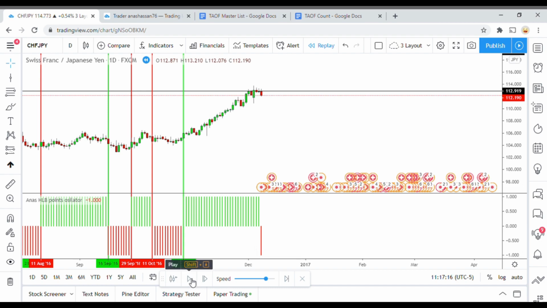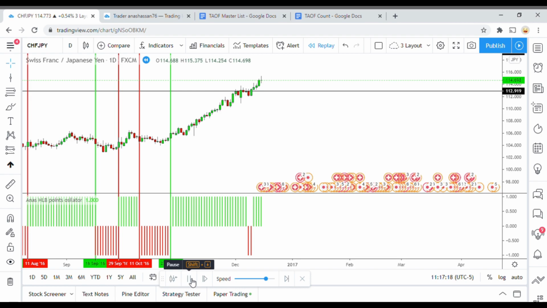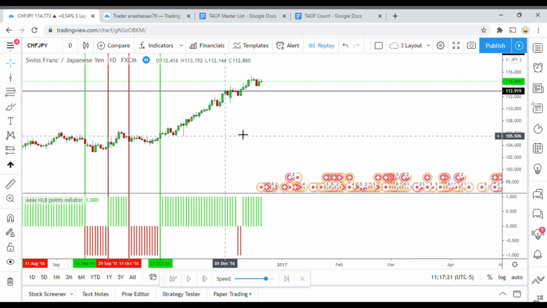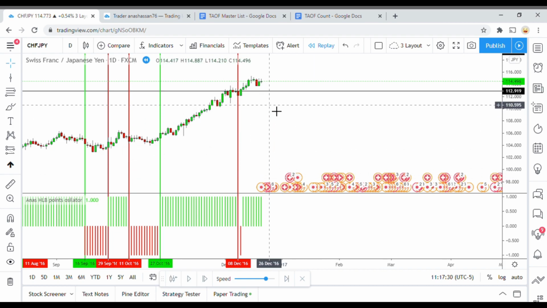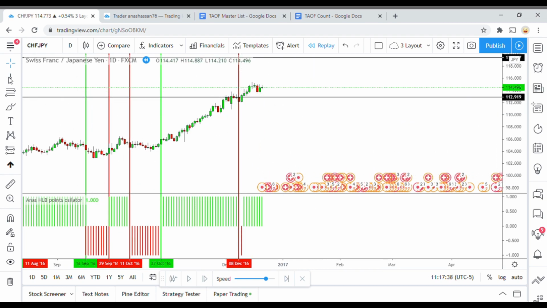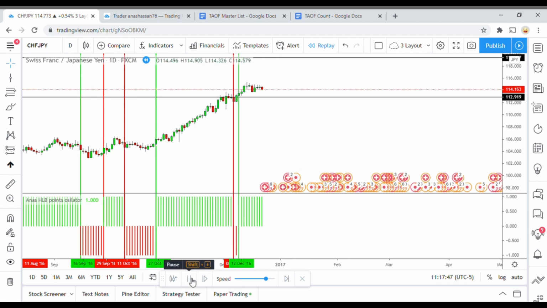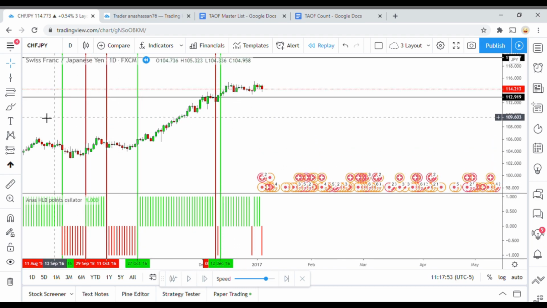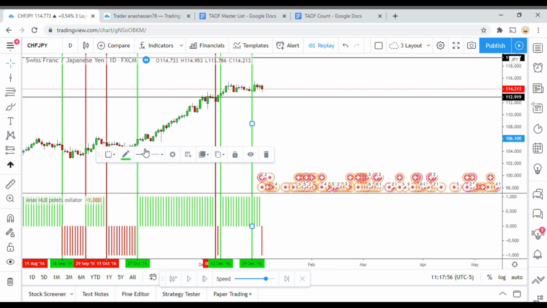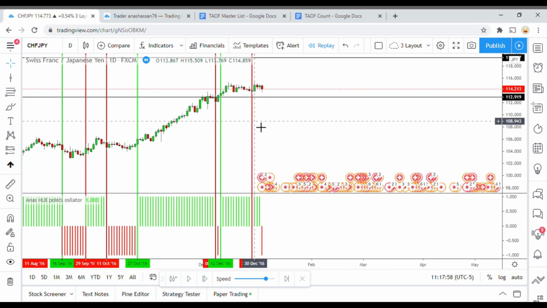Now let's go ahead and play it forward a little bit, see what happens. Cross our fingers, maybe. And it didn't work out for us. Then we get a long signal here. That one worked out for us. Short for just a moment here. Then long.